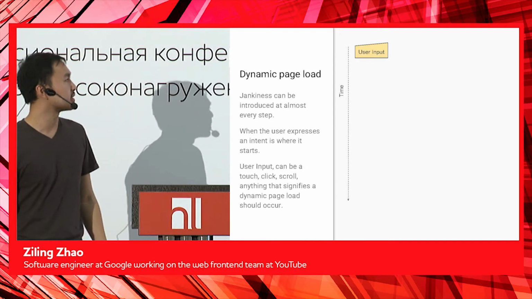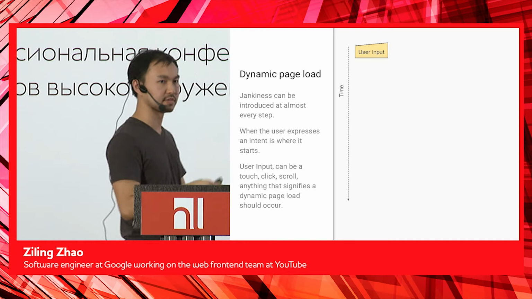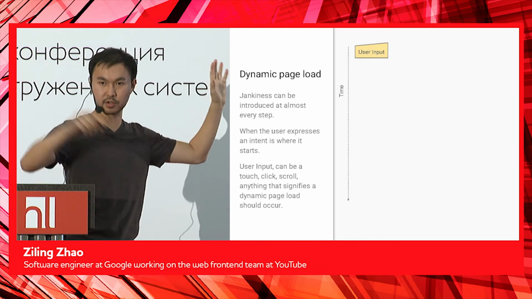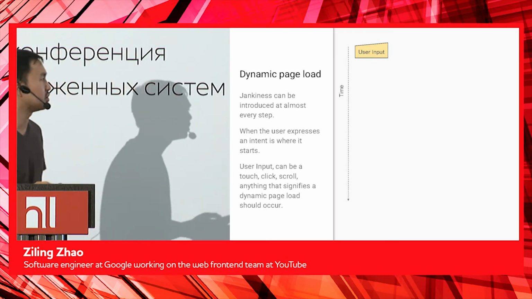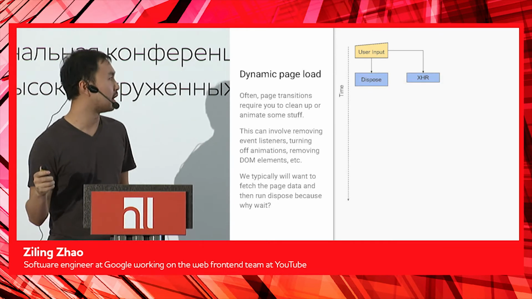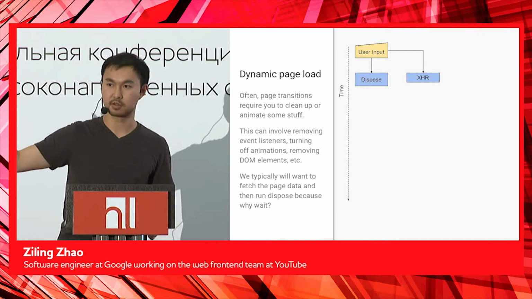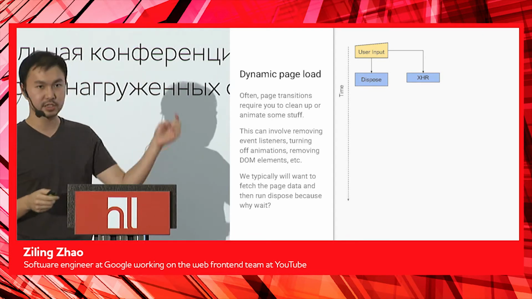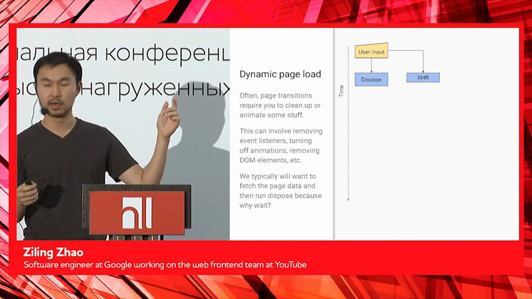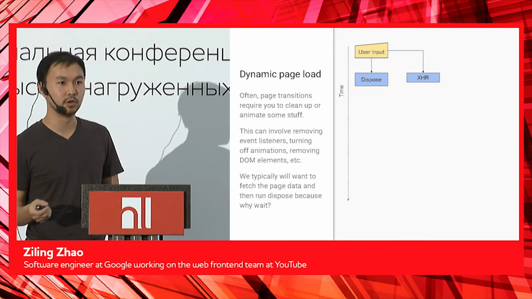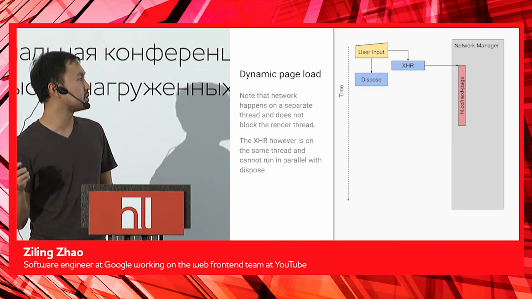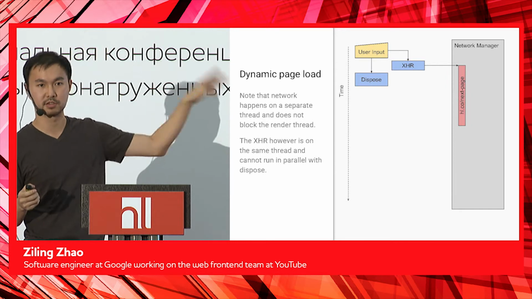So what does that look like? And remember, jankiness can be introduced at every step. But it usually means a user input happens, something triggers a page load. It could be a click, a scroll, and it just means the user has expressed their intent to move to your next page. So what typically happens is you fire an XHR, you're going to fetch the next page stuff, and you're going to dispose your current page. And by dispose, I mean you probably have some event listeners that you should be unbinding. You have some DOM elements that you're going to remove. You probably have some animations that you're doing. And typically, you're going to run that XHR before the dispose because everything's single-threaded. You can't do them together.